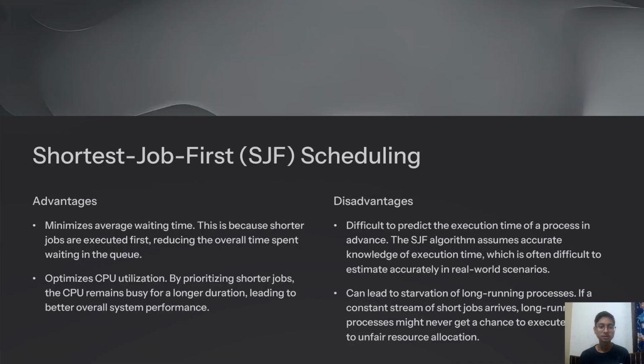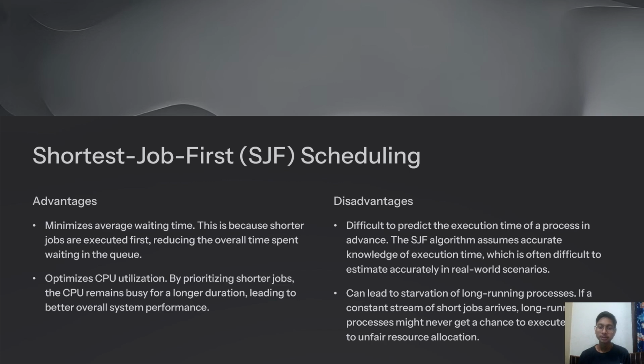Shortest job first scheduling, or SJF scheduling. If we talk about advantages and disadvantages, in advantages, it minimizes average waiting time. This is because shorter jobs are executed first, reducing the overall time spent waiting in the queue. It also optimizes CPU utilization by prioritizing shorter jobs. The CPU remains busy for a longer duration, leading to better overall system performance.